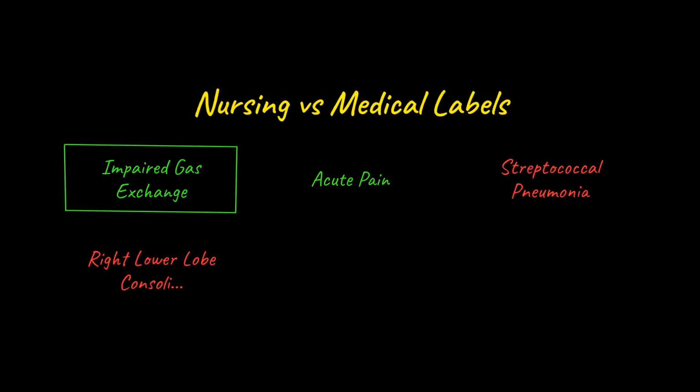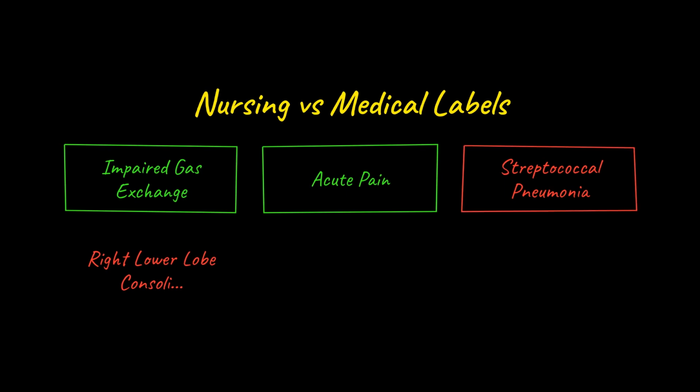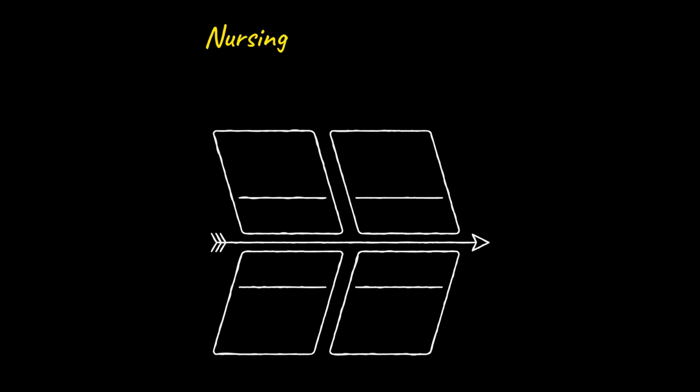Exam questions often hide medical labels among nursing options. NANDA labels like impaired gas exchange or acute pain describe human responses and are correct. Organism names like streptococcal pneumonia or imaging findings like right lower lobe consolidation describe pathology. Those are medical diagnoses and must be eliminated.